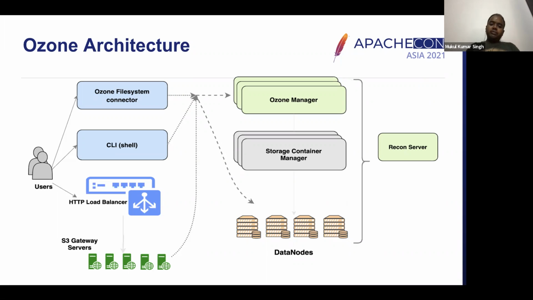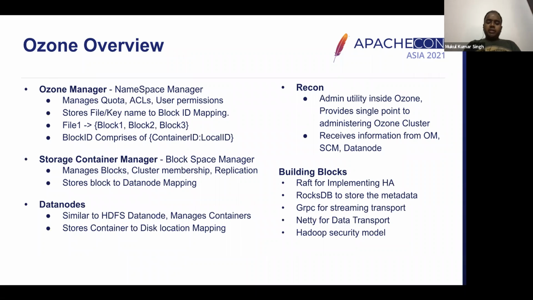Now, coming to the left, we have the access points on how we can access Ozone. If you see, we have the Ozone file system connector at the top, and that's one of the methods of talking to Ozone. We also have the CLI shell. The CLI shell is just like the Hadoop command line, and it can again be used to talk to Ozone Manager or Storage Container Manager. At the bottom is our REST endpoint, or how we can talk S3. The S3 gateway servers are basically how users could talk to Ozone via the HTTP protocol. So that's pretty much what the pieces are.